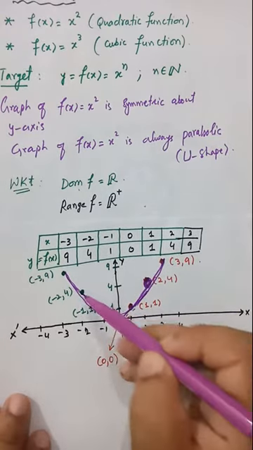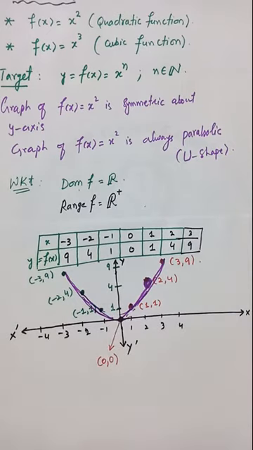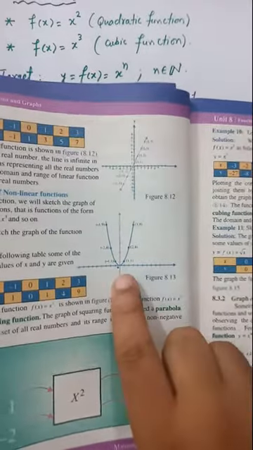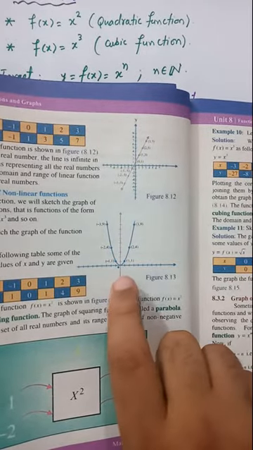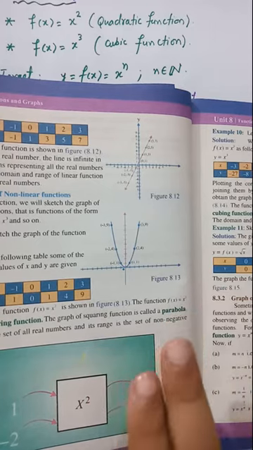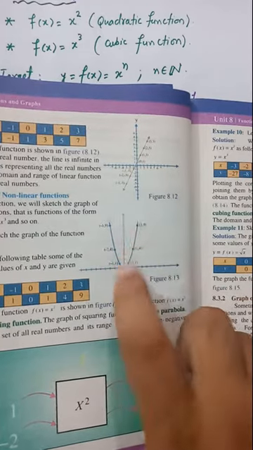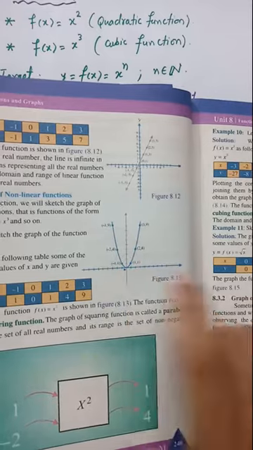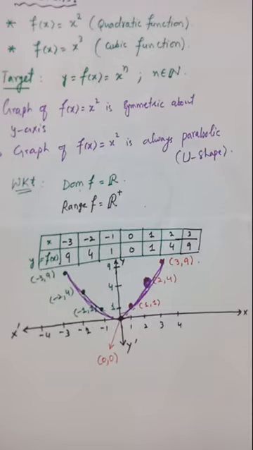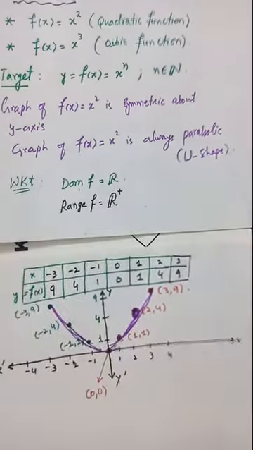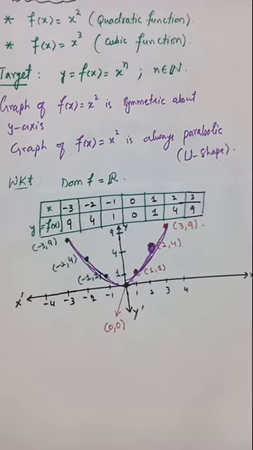So this is the graph of y is equal to x square. You clearly see this is the graph of f of x is equal to x square. You clearly see this is a U shape. When you use a proper scale and graph paper, you will exactly get this. So remember, the graph of f of x is equal to x square will always be in U shape.